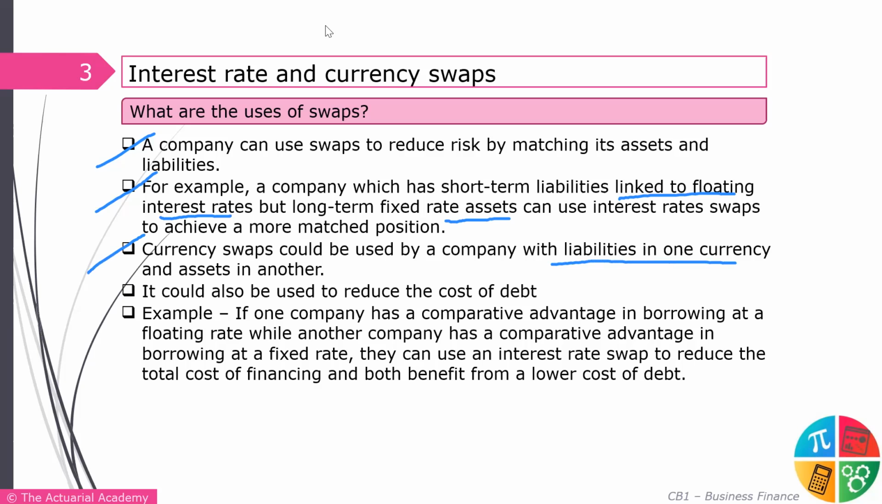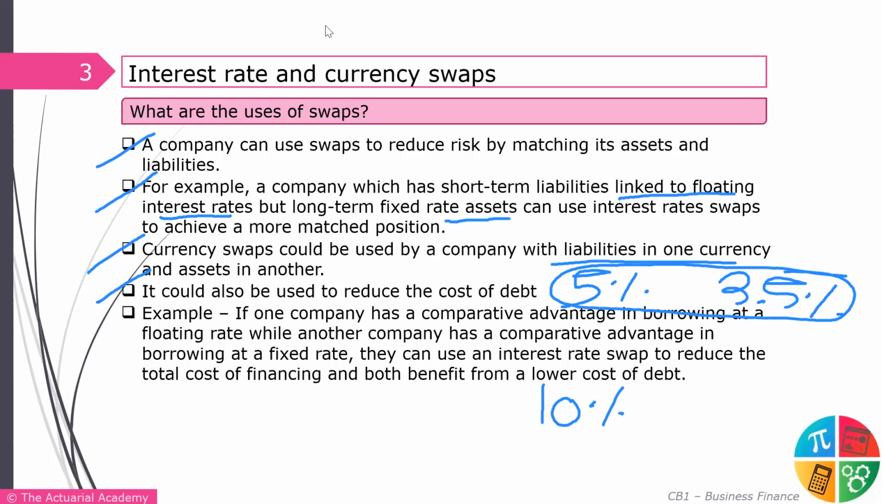It could also be used to reduce the cost of debt. We saw the example for TCS in UK, the cost of debt was 5%, but when it took the help of Barclays, it reduced to 3.5%, right? In that example, also, the cost of debt for Barclays in India was 10%, but when it took the help of TCS, it got reduced to 8%. So even that is another thing.